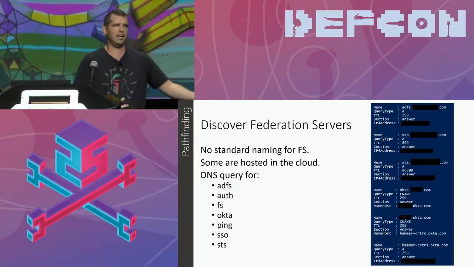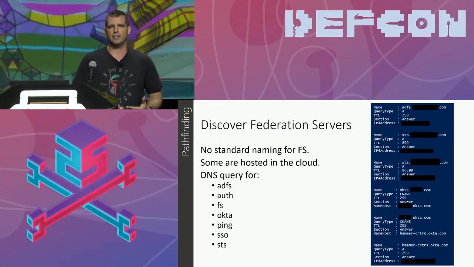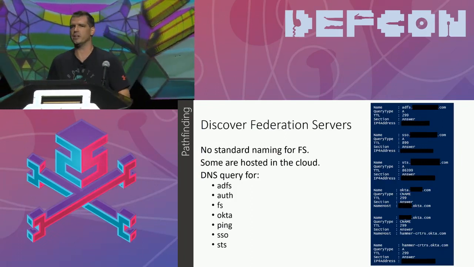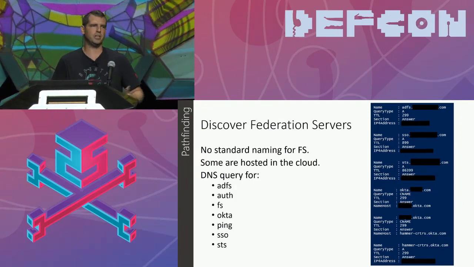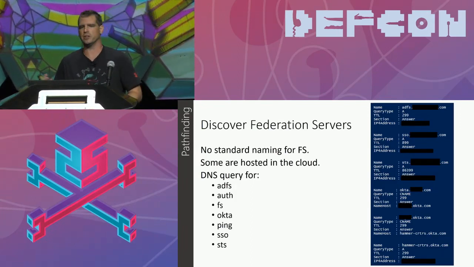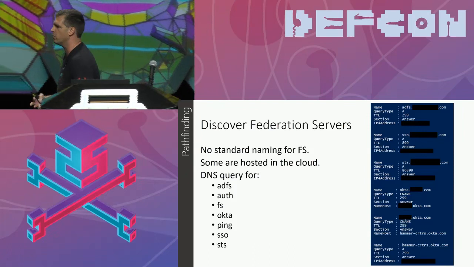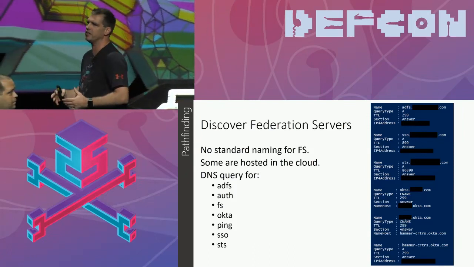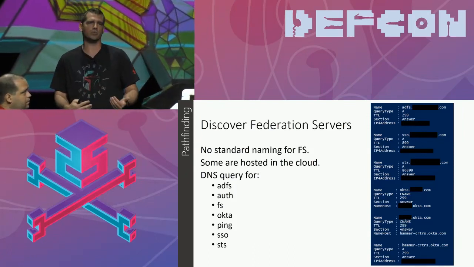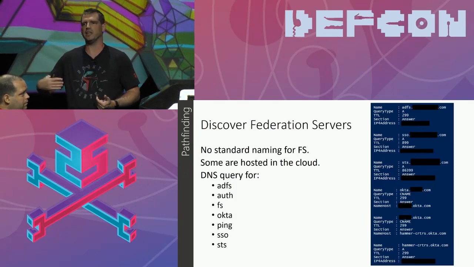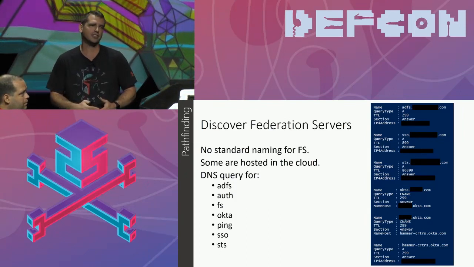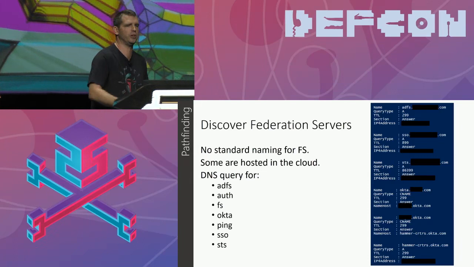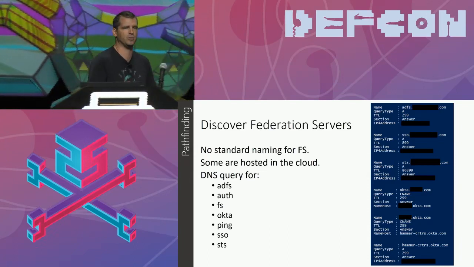And then the other part that's pretty interesting is looking for federation servers, because ultimately that's the key to authentication within the cloud. And since there's no standard naming for these federation servers, what we can do is DNS queries for a bunch of different A records. What I found interesting as part of this scanning is that a number of these actually are registered as CNAMEs and then point back to what the federation server actually is. And we can do DNS queries for a number of these, ADFS, et cetera.